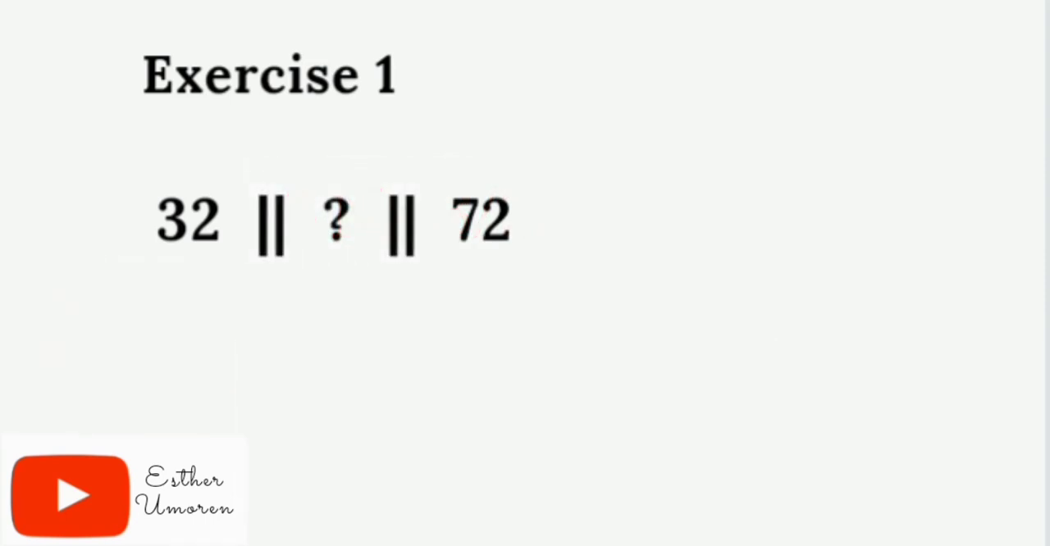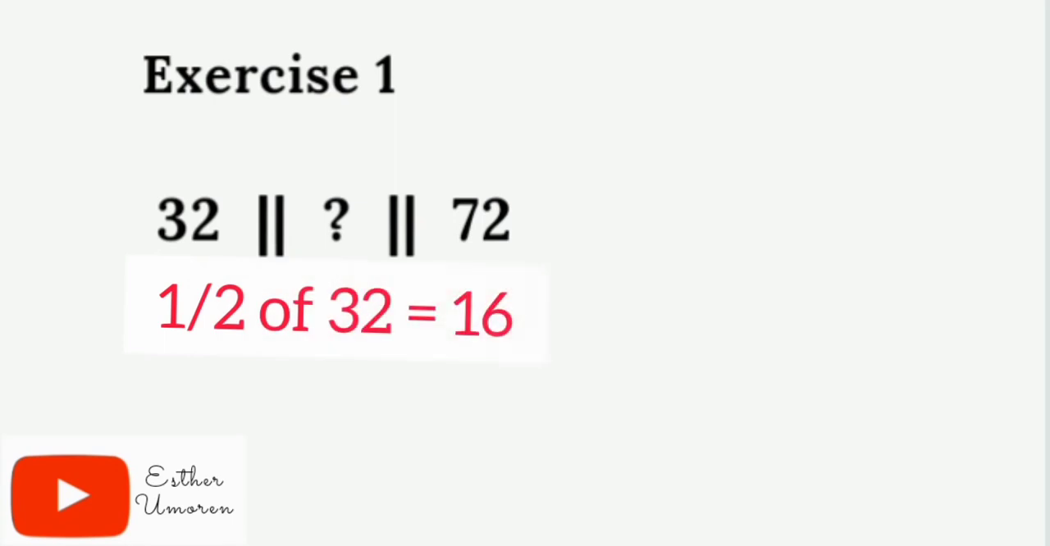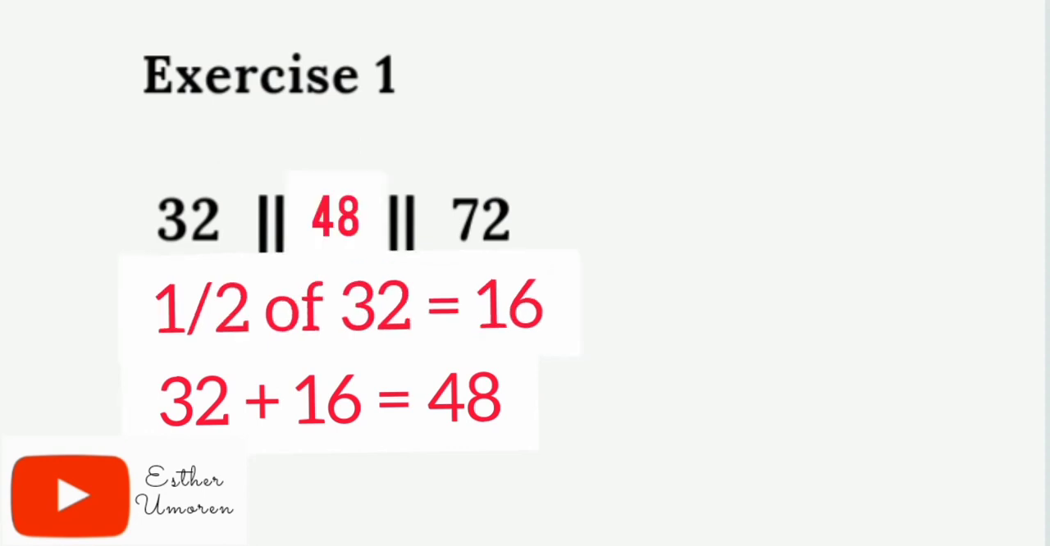Exercise 1 says 32, question mark, 72. All right. What is going to be the question mark? Remember that the second number is gotten from adding the first to half of itself. So half of 32 is 16. So 32 plus 16 gives 48. So in place of the question mark, we can safely write 48 as the answer.